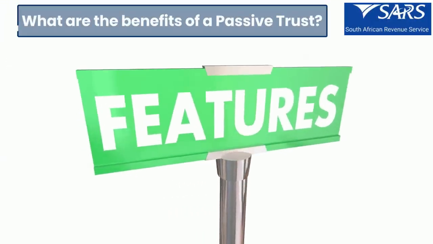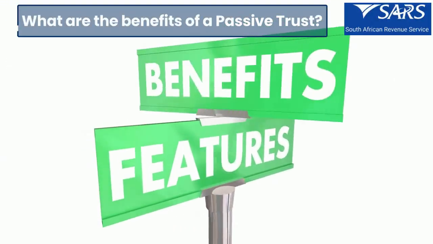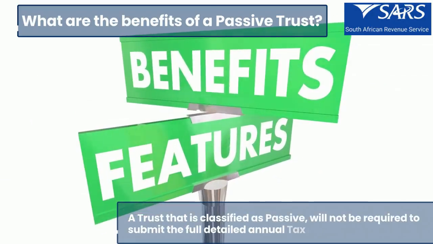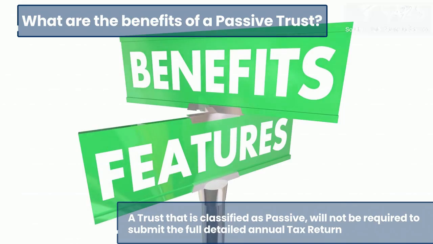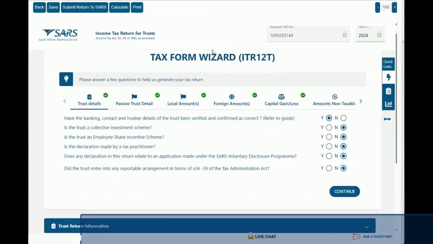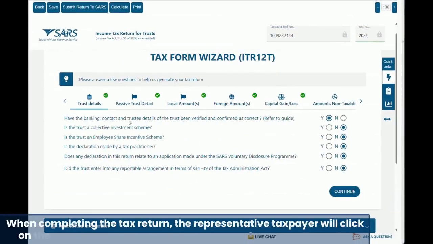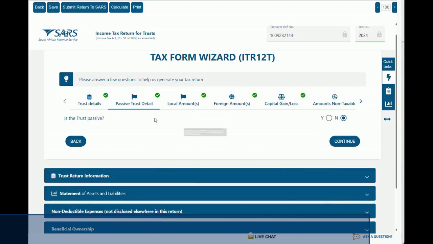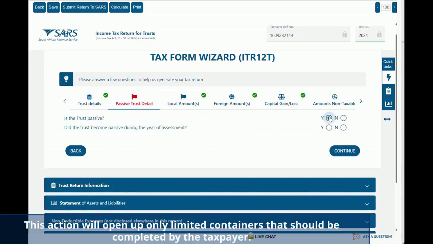What are the benefits of a passive trust? A trust that is classified as passive will not be required to submit the full detailed annual tax return. When completing the tax return, the representative taxpayer will click on the Passive Trust button in the wizard in the Trust Tax Return. This action will open up only limited containers that should be completed by the taxpayer.